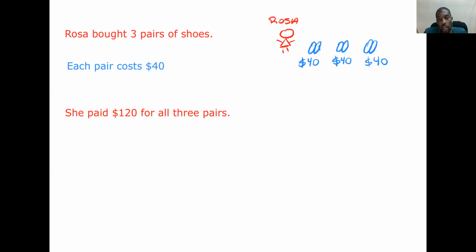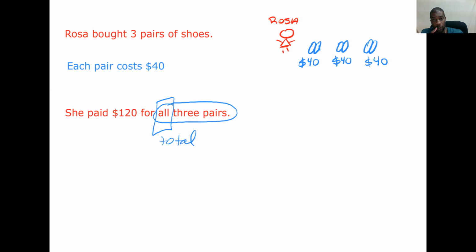She paid $120 for all 3 pairs. So what are they telling me? What they're telling me is that this is the total of all these 3 pairs, and how do I know it's total? Because it's the word all. All means total, right? If you go to the store and all of your food is worth $120, you know that all of it together is the total, is $120. So she paid $120 for all 3 pairs.